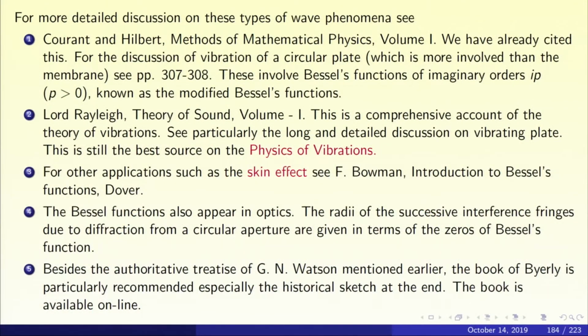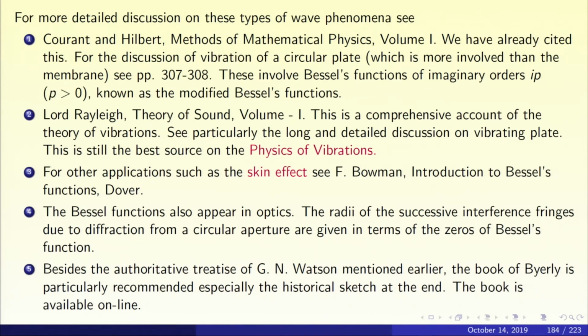So, for more detailed discussion on wave phenomenon, I refer you to Courant and Hilbert, Methods of Mathematical Physics, Volume 1. We already cited this reference many times before. The discussion of the circular plate, not a circular membrane, is on page number 307, 308. This will involve Bessel's functions of imaginary order, I rho, also known as the modified Bessel's functions. You will see the biharmonic equation coming up. And then I already mentioned Lord Rayleigh's theory of sound, Volume 1, Volume 2.